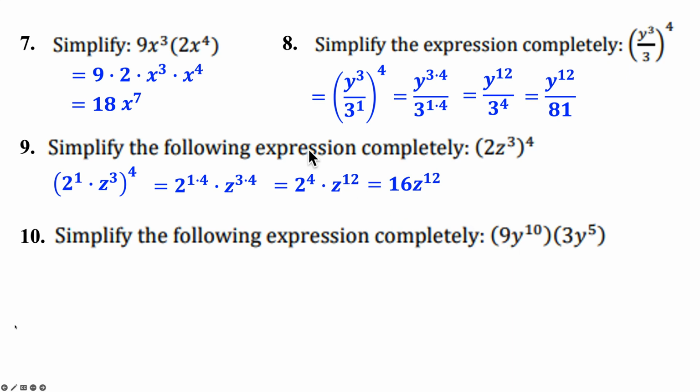Again, number 10 is just like number 7. Bring the coefficients together. 9 times 3 is 27. Y to the 10th times y to the 5th. Multiply like bases. Add your exponents. Make it y to the 15th.